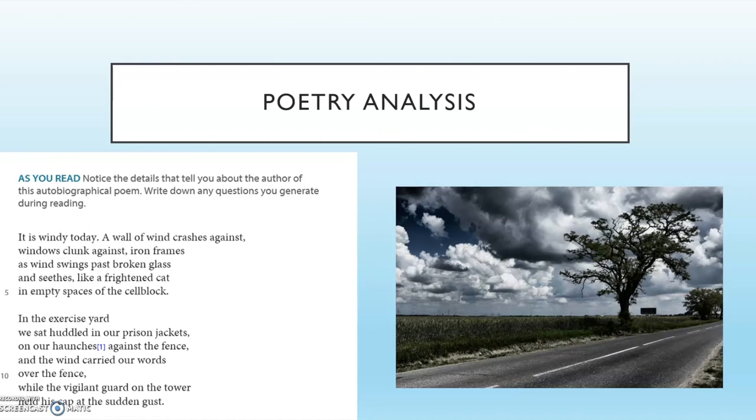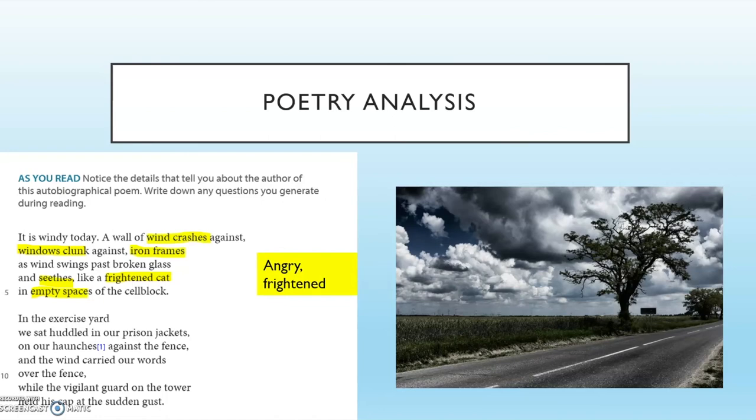When we reread the first stanza, these words stand out. Wind crashes, windows clunk, iron frames, seethes, frightened cat, empty spaces. This shows us that the speaker feels angry, frightened, closed in, or trapped.